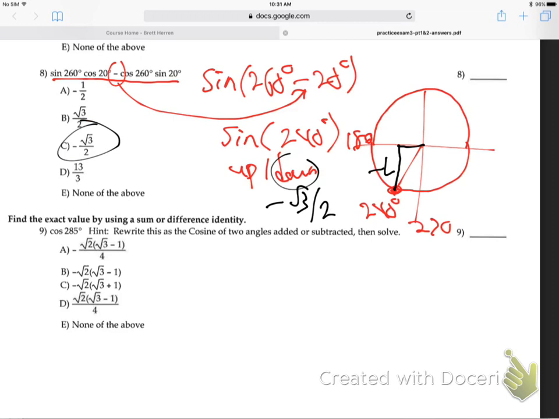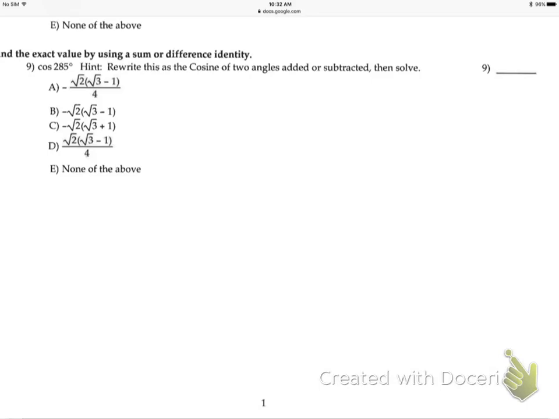All right, next one. Cos 285. Okay, so 285. How do we do it? Well, give me a hint here. Rewrite this as two angles added or subtracted, then solve. What I mean is 285 is not one of our memorized values. We can't do it without a calculator. Right, but make it two things we do know. What two numbers can add up to be 285, that are ones we know, I mean?